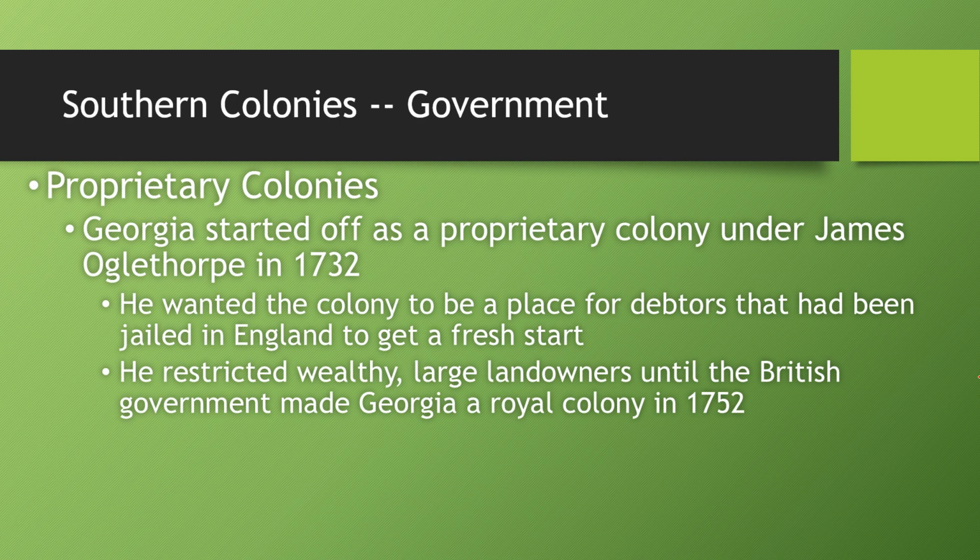Instead of serving out their term in prison there, they would go to Georgia. They'd get a small amount of land so that they could work and support themselves. He set up a lot of laws that restricted wealthy, large landowners from coming to dominate the colony the way that they had in places like Virginia and the Carolinas. This is eventually going to make this wealthy aristocracy upset, and they're going to put pressure on the British government to take over the colony, which is what's going to happen in 1752, and that's when Britain is going to make Georgia a royal colony.